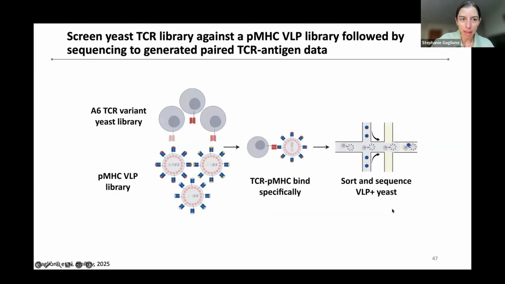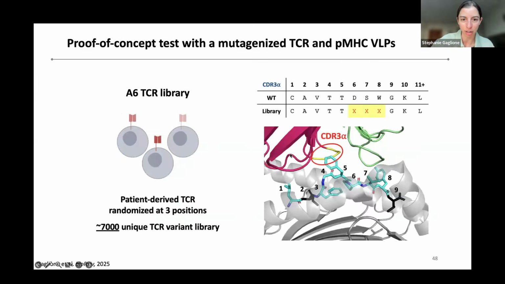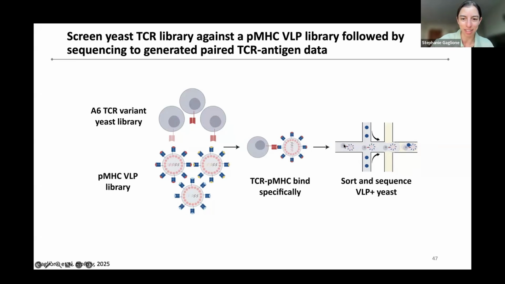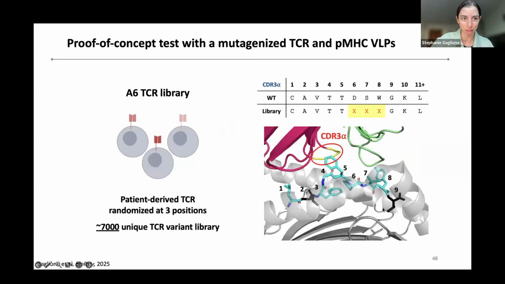And of course, though, we want to do this at library scale. So the theory here is let's generate a library of A6 TCR variants and a pMHC-displaying VLP library and execute a workflow similar to what we were doing in the context of Raptor, but with some significant changes. The first is that we are using yeast in significantly larger libraries, which I'm about to show. And the second is that we're trying to sort and sequence yeast, which ultimately is not very compatible, as it turns out, with 10x.